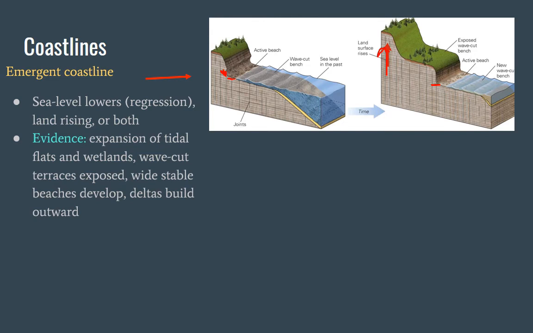You can tell if a coastline is an emergent coastline by looking for evidence of tidal flats getting larger and larger, having, like I said, those wave cut benches exposed. Beaches tend to be wider and stable, and if you have a river coming into the ocean, it might show a delta building outward.